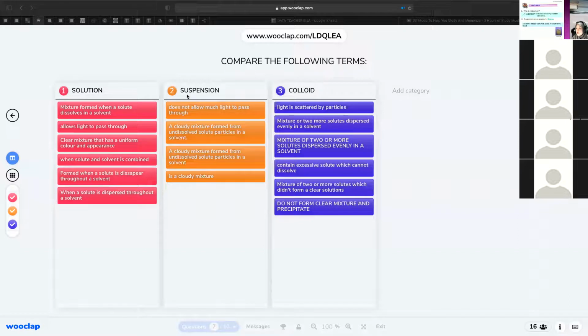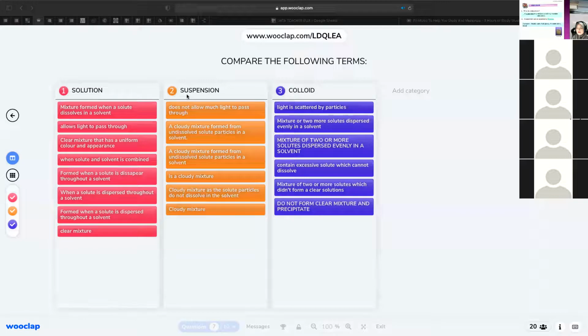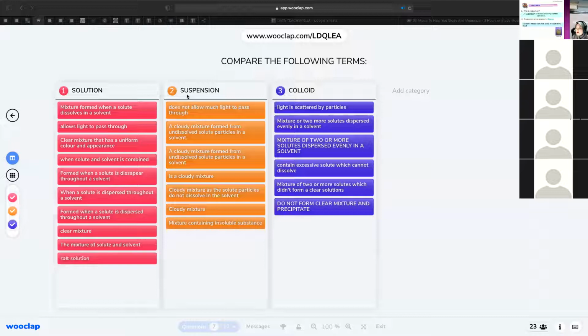Yes, very good. Okay, as we can see here, there are so many examples, and you can also give examples for solution, suspension, and colloid. Okay, so for the cloudy mixture, can you give an example for each of them? Solution, suspension, and colloid as an example.